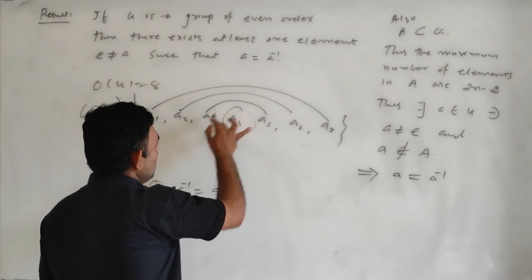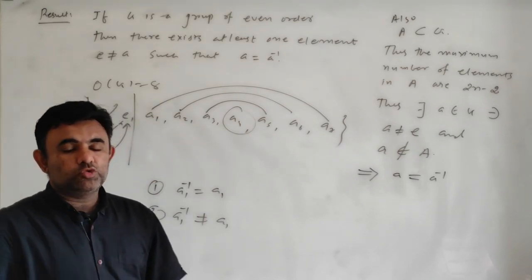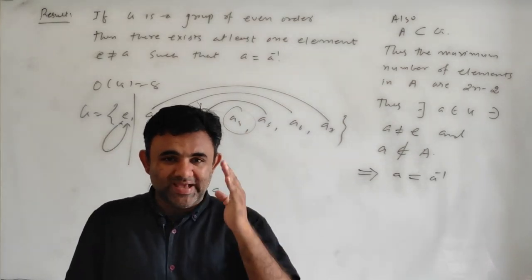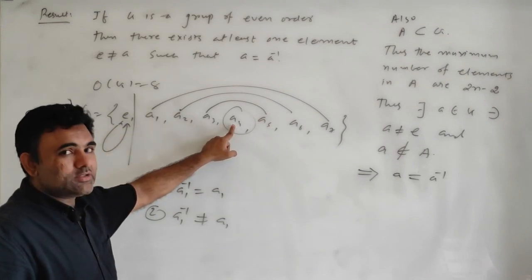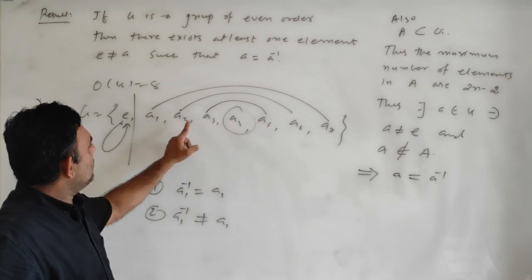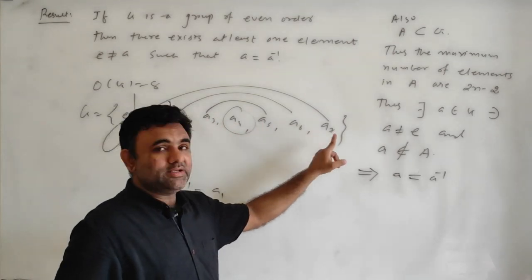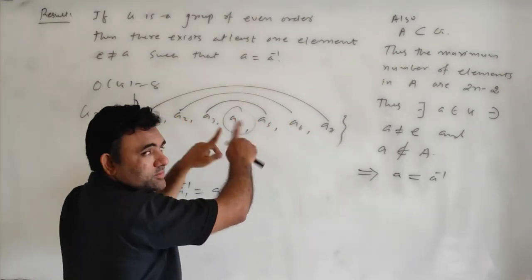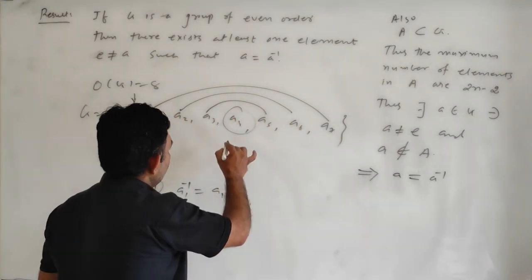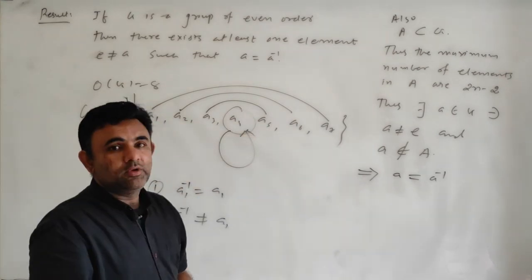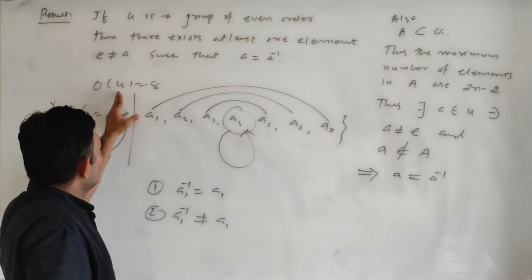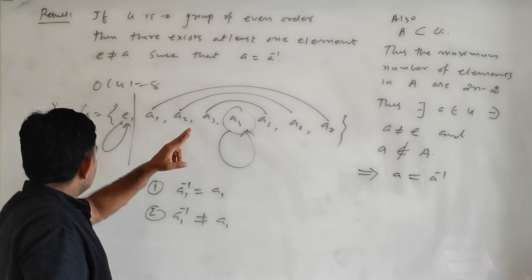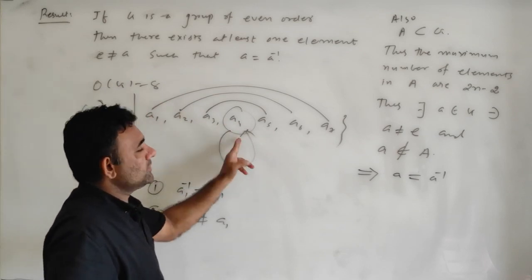Then what about a4? a4 inverse must exist and it must be in the group. Now a4 inverse cannot be a1, a2, a3, a5, a6 or a7, because they are already engaged to each other. So a4 inverse must be itself, and hence a4 is an element in the group which is other than identity and its inverse is itself.